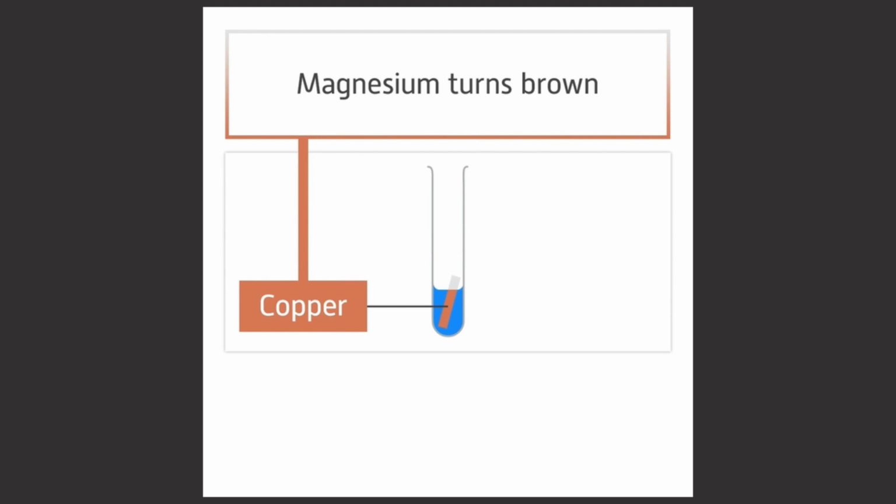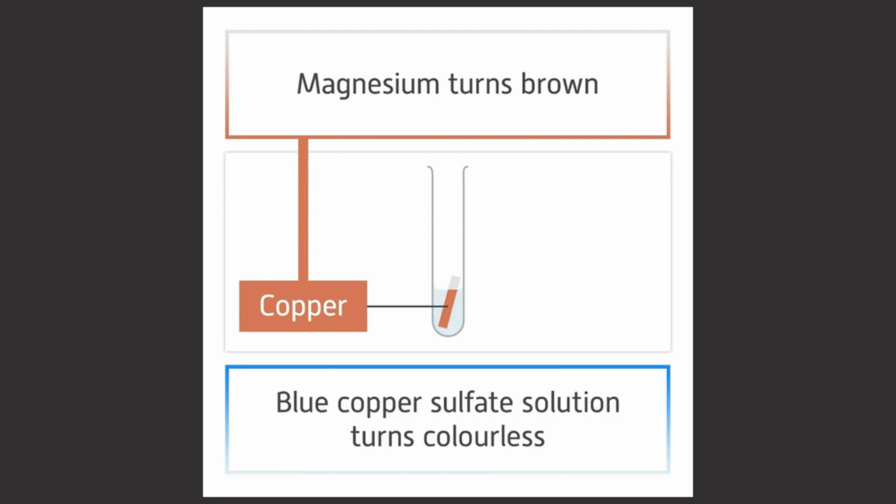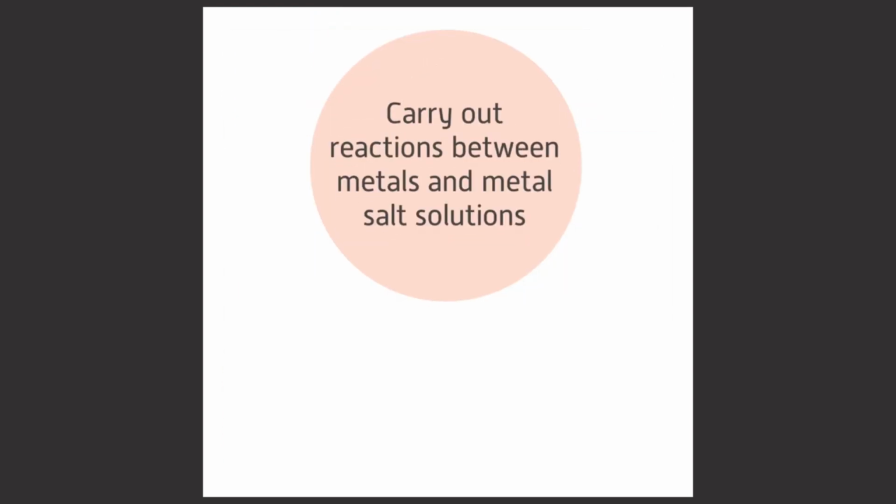That's not the only change. Copper sulfate solution is blue. It will begin to turn colourless as copper is lost from the solution and magnesium sulfate forms. Magnesium sulfate is colourless.